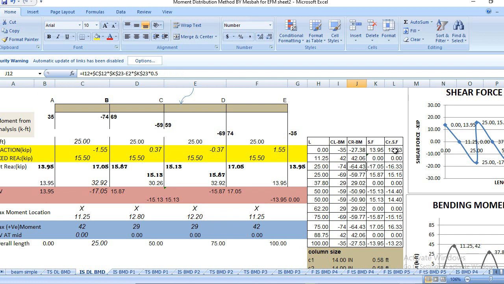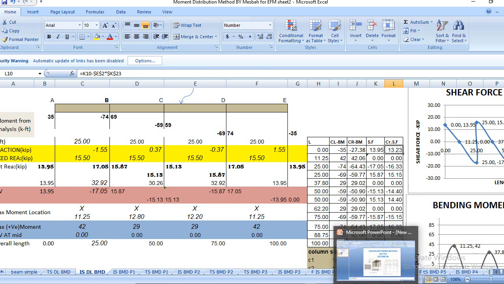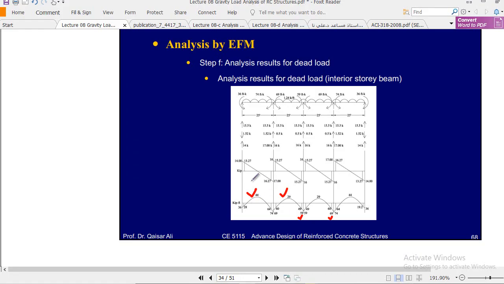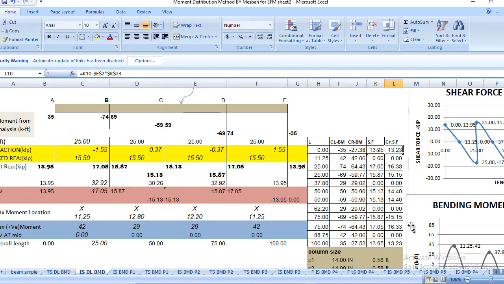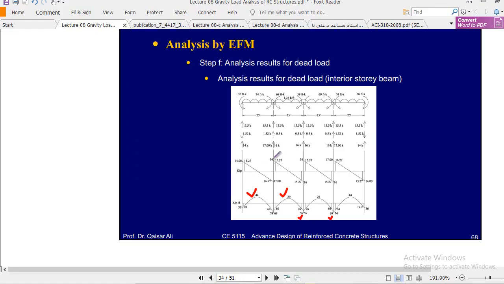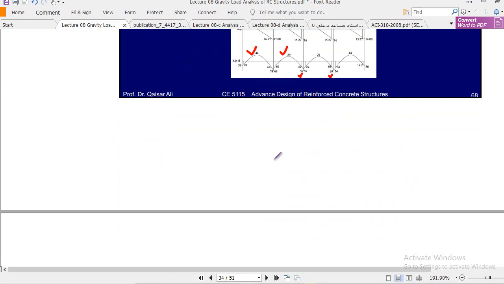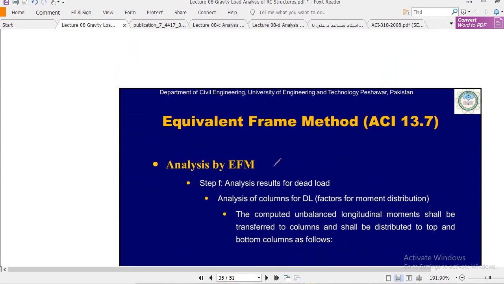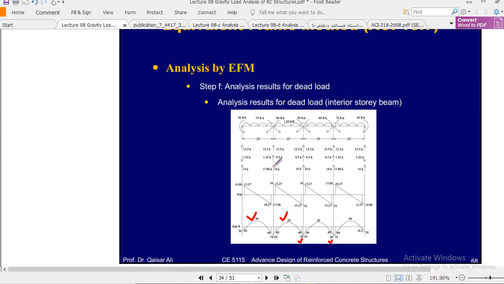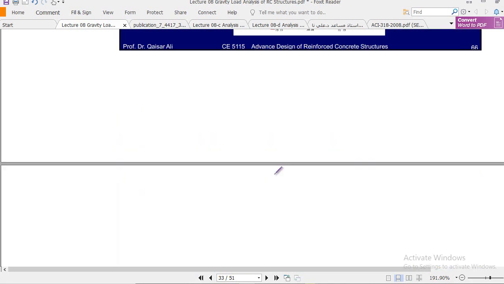Let me check the shear. So the face shear is 13.23, and here it has 13.27. Here 16.27, I have 16.33. Clear? So these are close. Okay, and these results will be accepted. So this ends your interior story and your top story.